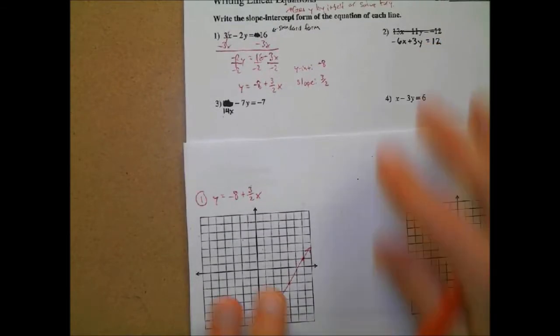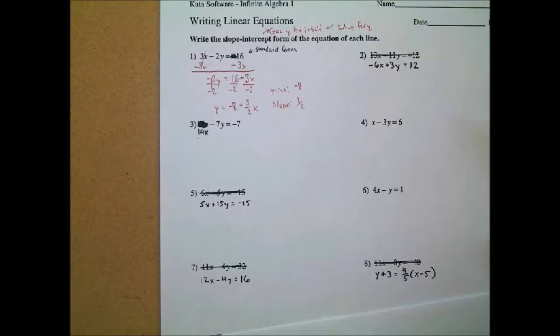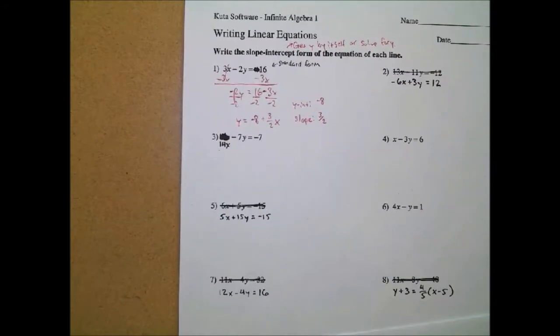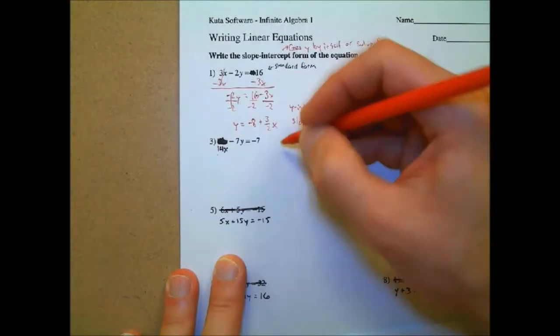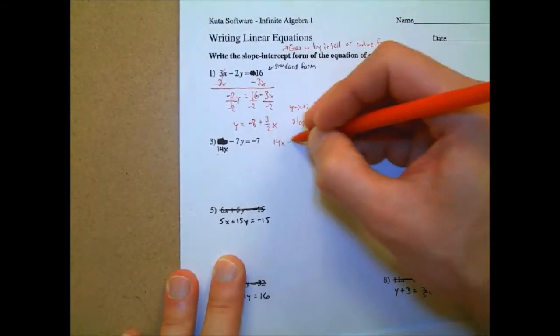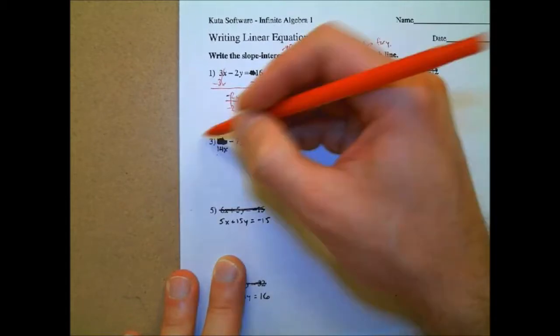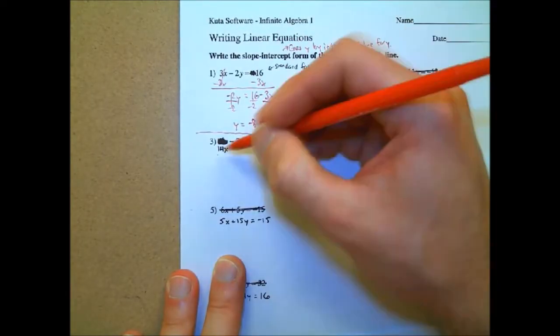Okay, number 3. Okay, so this is supposed to be 14x minus 7y equals -7. I'll just rewrite it over here. 14x minus 7y equals -7. Okay, and forget about this mess right here.